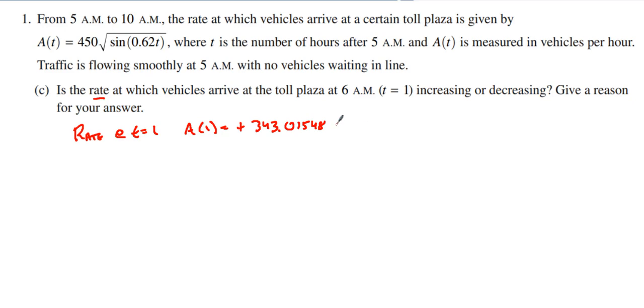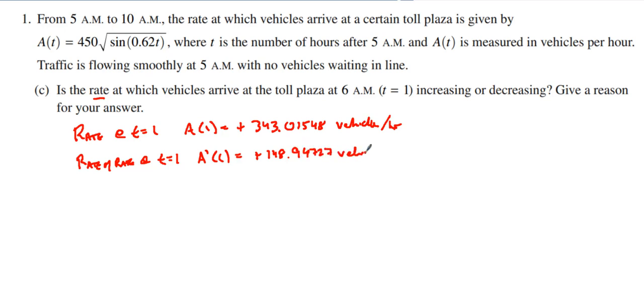And I got positive 343.01548, and that is vehicles per hour. Okay, and so you can see that's a positive value for the rate. Well, I then found the rate of the rate at time equals 1, which means I took the derivative at a point. I did f prime of 1, the derivative at a point, and that gave me positive 148.94727, and that is vehicles per hour squared.